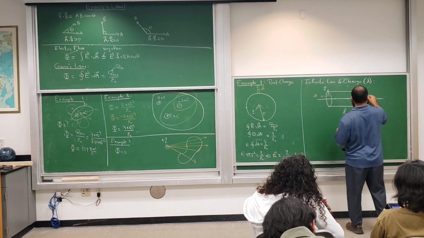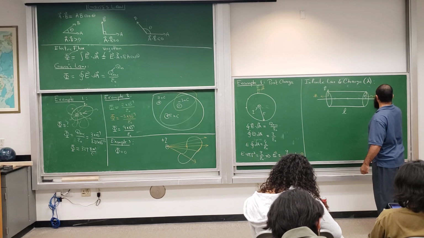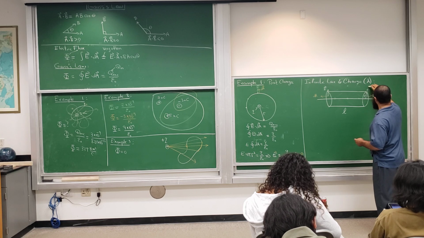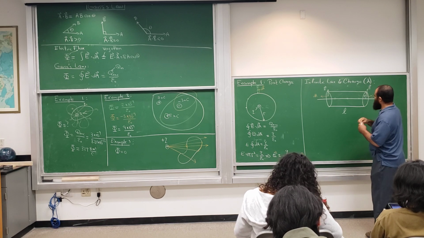And how about here? In what direction is the area? To the right. In what direction is the field? Still up. What angle do they make with each other? 90 degrees.